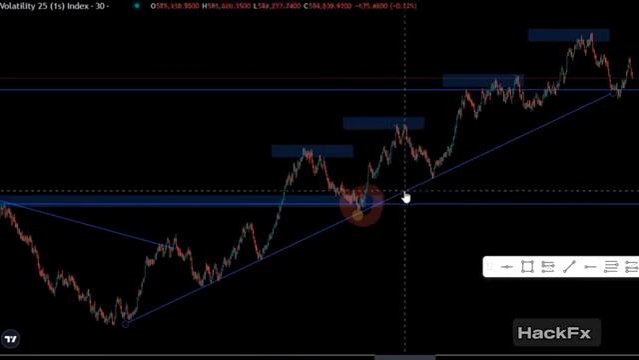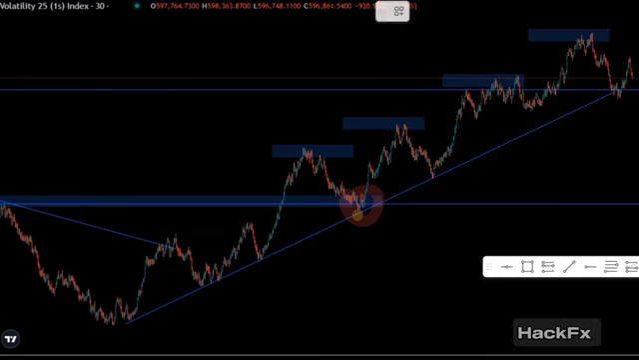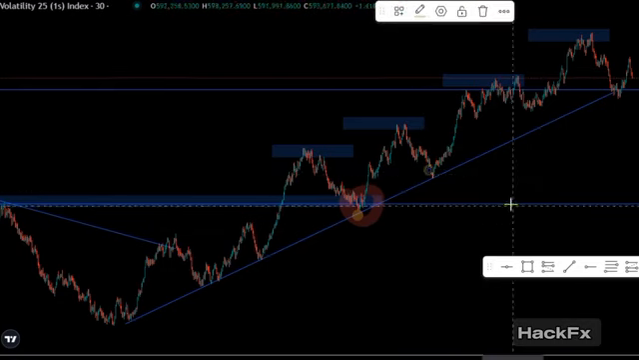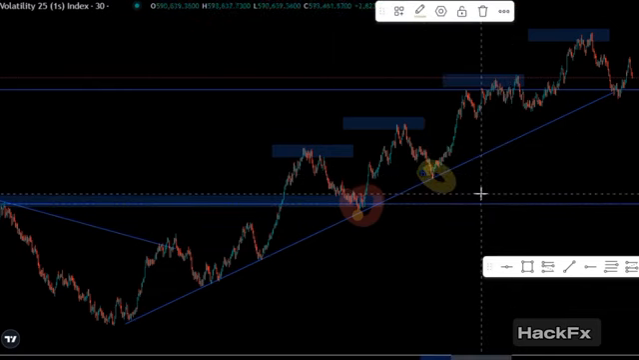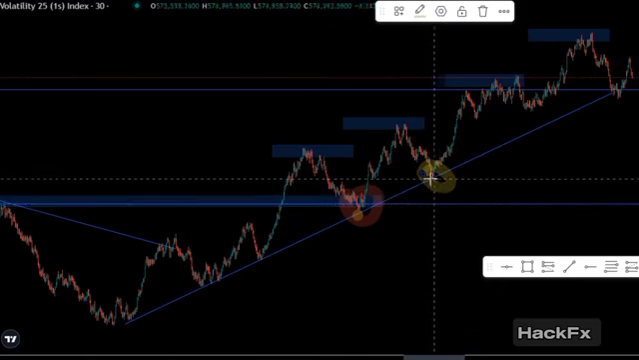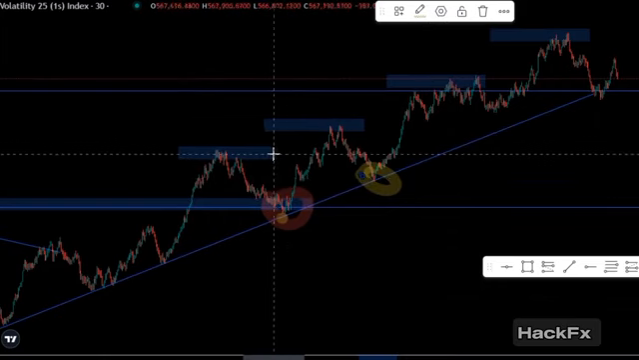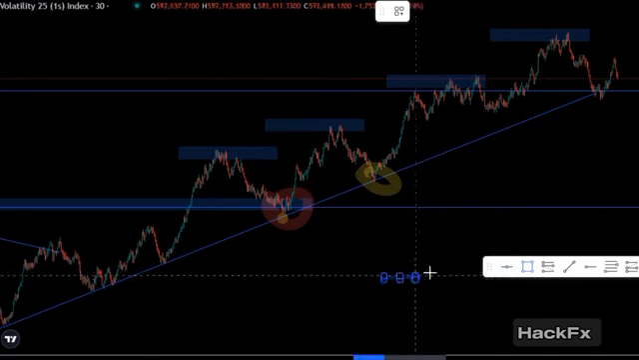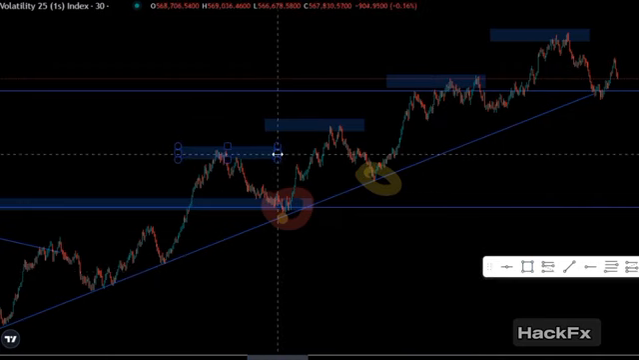Okay, the next part now is here. How do we get to this point? Let me highlight it. Now when price came to this point, how do we confirm this entry too? We confirm that the previous high has been taken out. See, this high has been taken out.